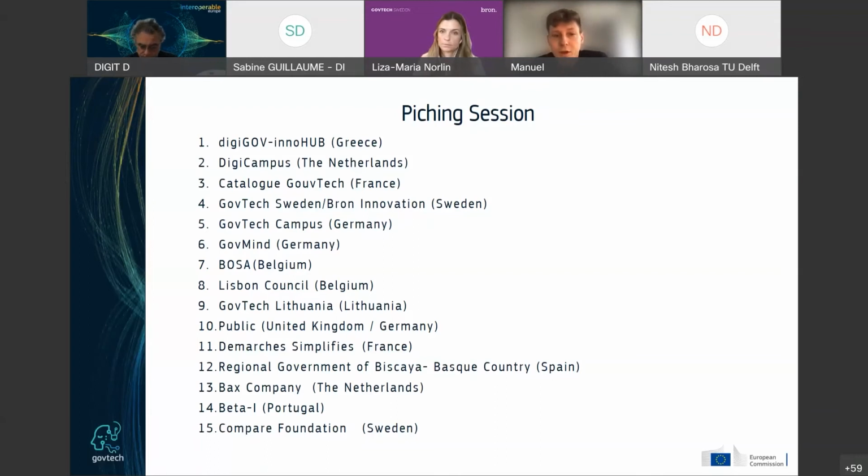Because I think we all know that looking into GovTech in Europe, it's quite intransparent, it's very complex, there are many actors, and it takes a lot of time just to find out who's doing what. So that's the part of the work we want to do, and then make this available to others.